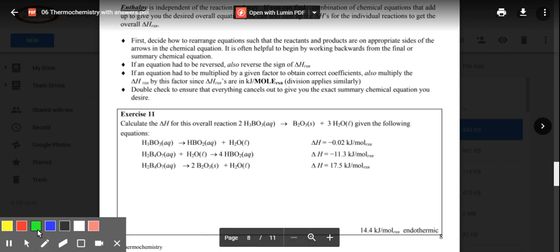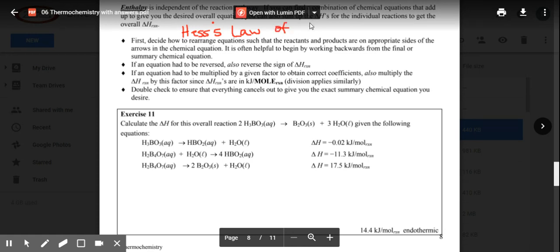All right, so for this video, we're going to work with Hess's law of summation. I like to think of this particular way to calculate delta H as like a puzzle. Most students don't like it because you do have to treat it like a puzzle, but it's really not that bad. Hess's law of summation is what this one is called.